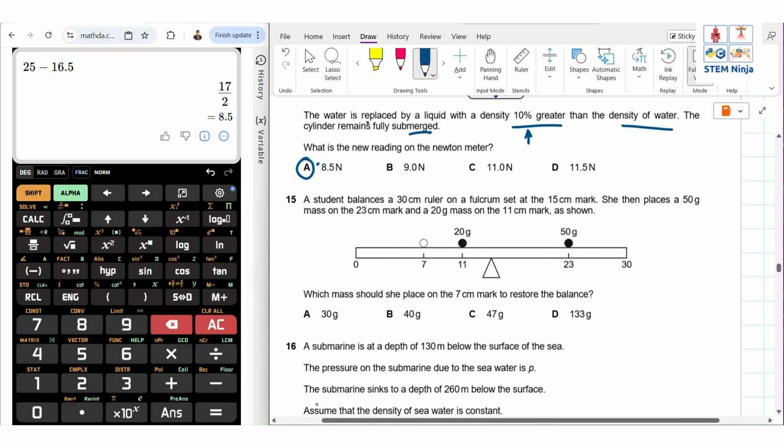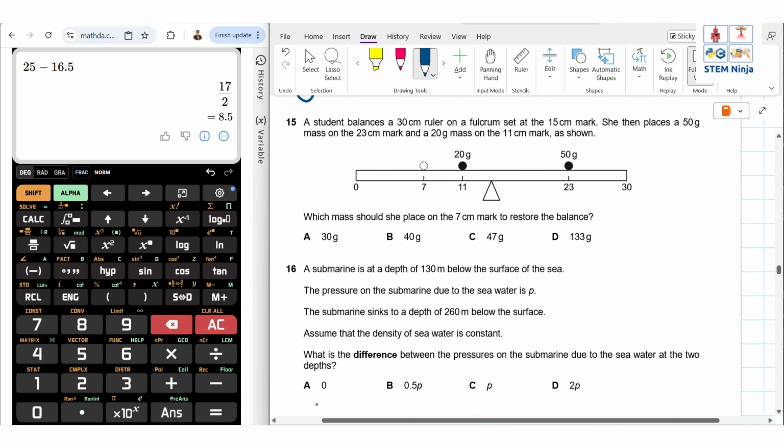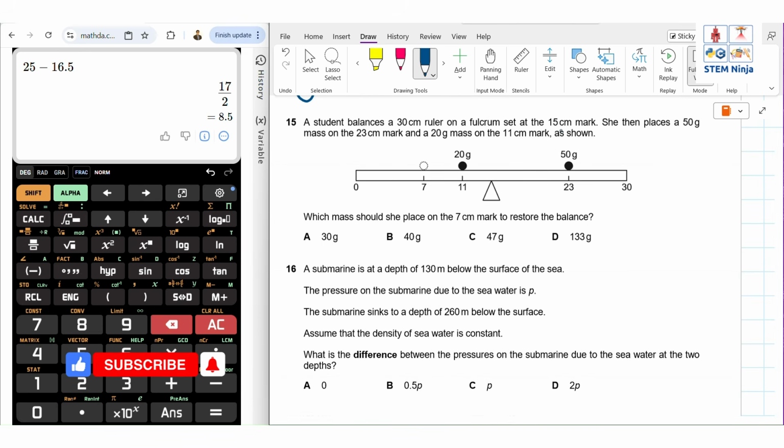Right, okay. Moving on. A student balances a 30 centimeter ruler on a fulcrum set at the 15 centimeter mark. She then places a 50 gram mass at the 23 centimeter mark and a 20 gram mass on the 11 centimeter mark. Which mass should she place on the 7 centimeter mark to restore the balance?